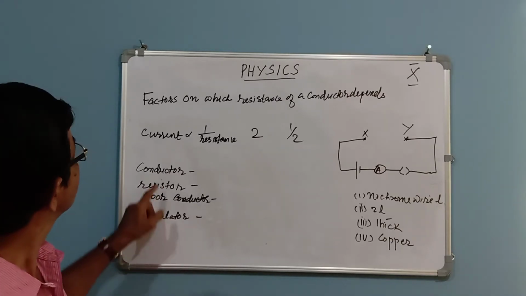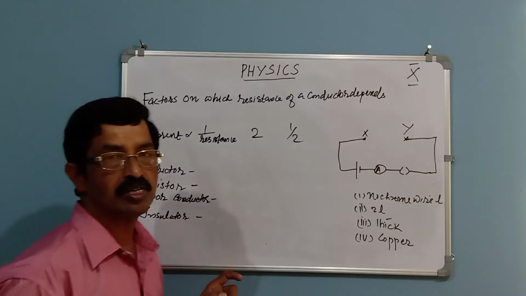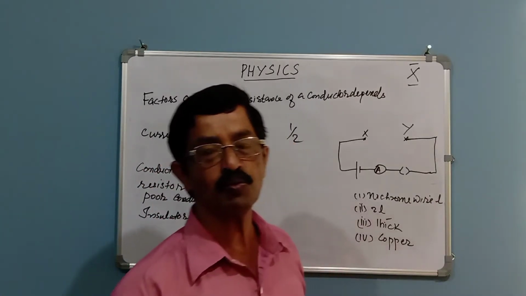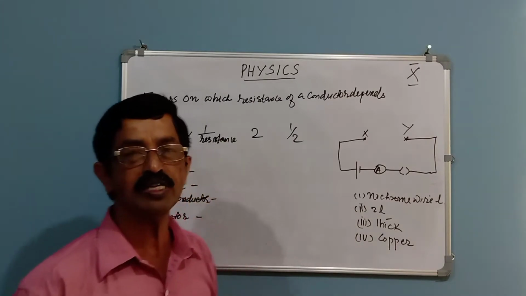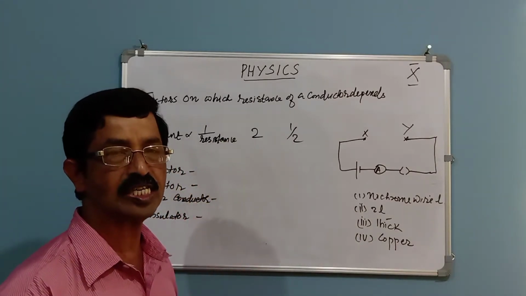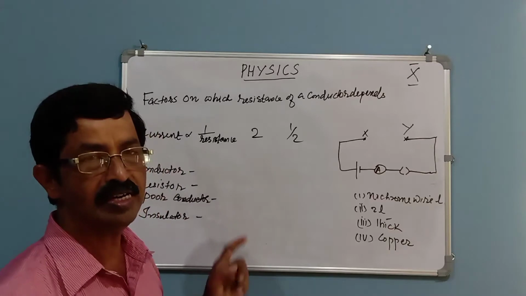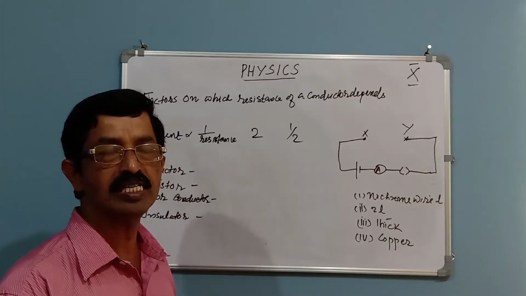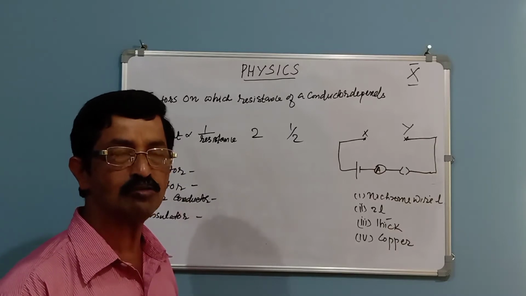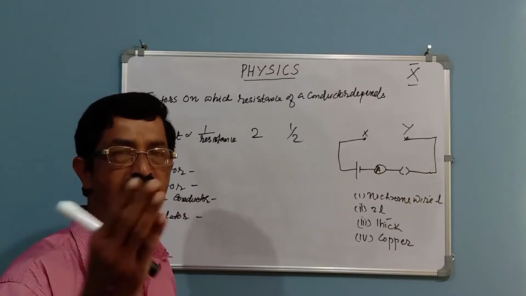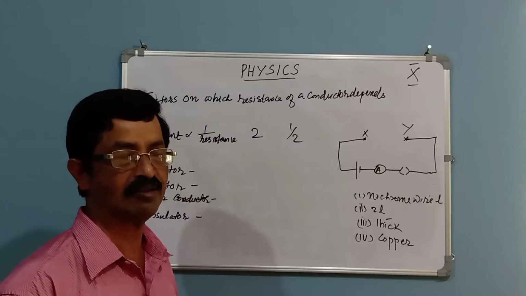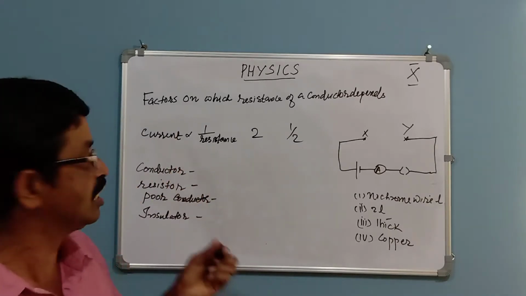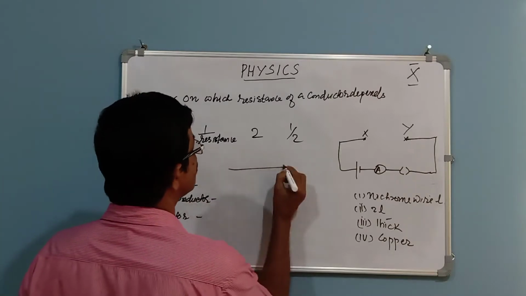Then other terms you want to remember are: what is actually a conductor, a resistor, a poor conductor and an insulator. First of all, we know electric current is the flow of electrons. When electrons flow through a conductor, the conductor offers some hindrance to their flow due to the attraction of atoms inside it.